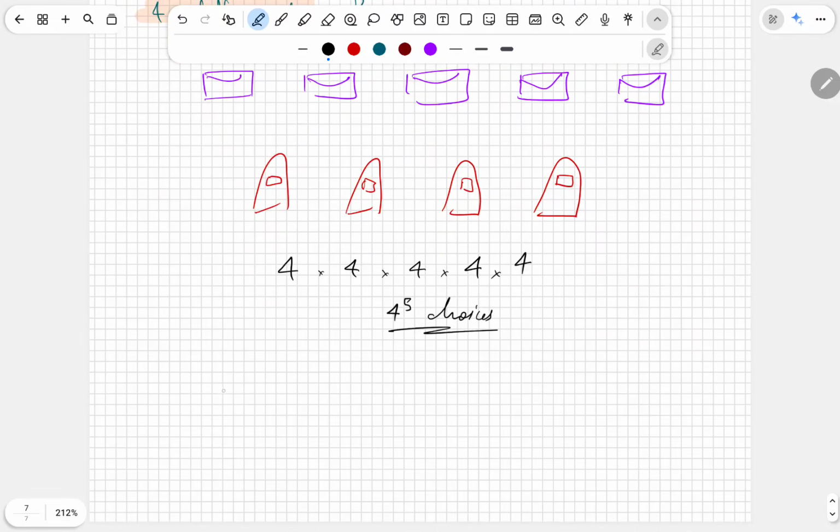So with this we have covered the topic permutation. That was the fundamental principle of counting.